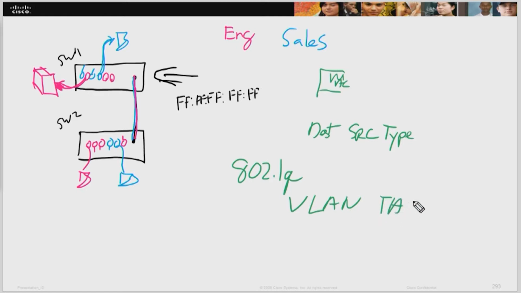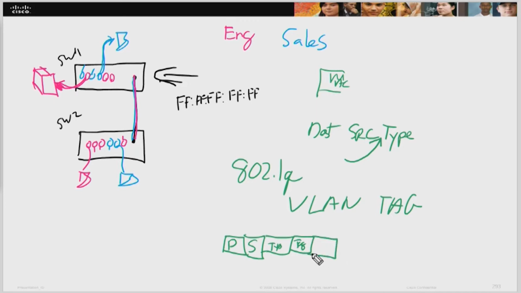The VLAN tag needs to be inserted into the MAC address header. So what we actually do is we take the VLAN tag and we put it right in there between the source and the destination MAC address. So if I look at the overall tagging infrastructure, I would now have my destination, I would have my source, and then I have a type field that points to the VLAN tag, and then I have my original type field in here. So we inserted this data right here.